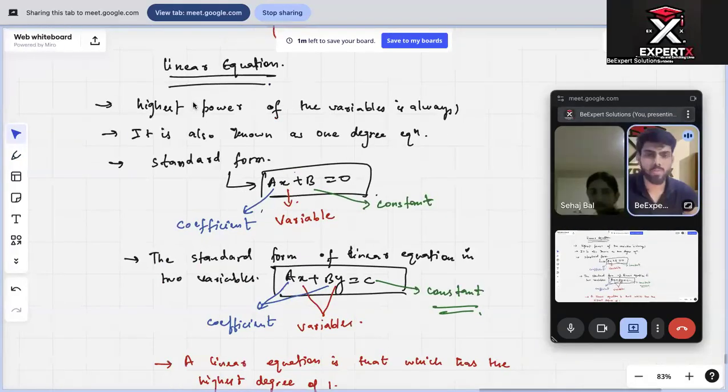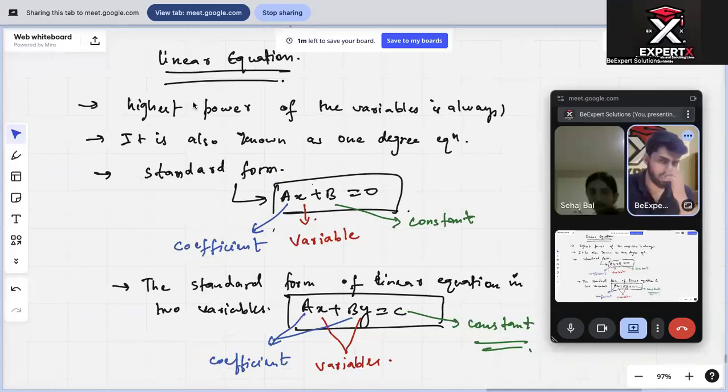Linear equation is what? It is an equation where the highest power of the variable is always 1. Again, the revision is quite important because we are about to do the questions. And then we started with that it is also known as 1 degree equation. Why 1 degree? Because linear stands for 1 only. When we talk about linear, it means we are talking about the 1 degree, which is the highest power.